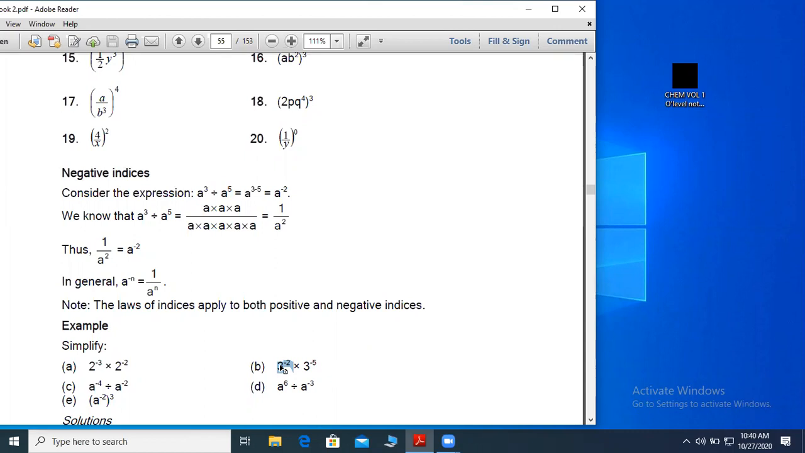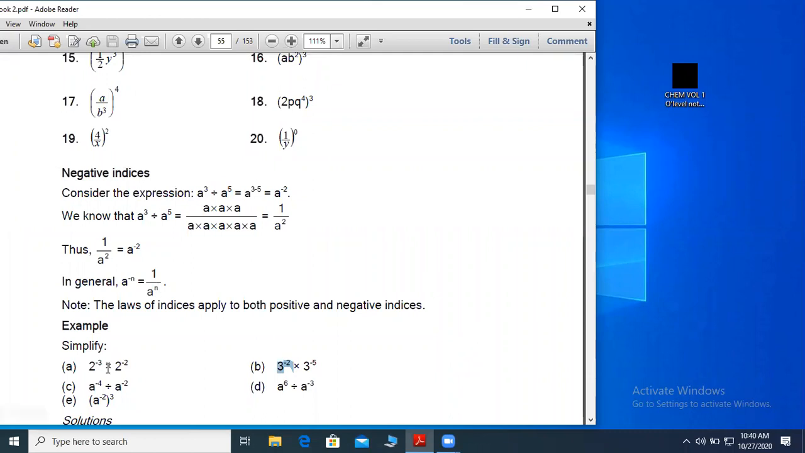I think it will be 1 out of 3 to power 2. Very good. This one will be 1 out of 3 to power 2, and which will finally be 1 out of 9, because 3 to power 2 is 9. So the answer we get will be 1 out of 9. Let's continue.